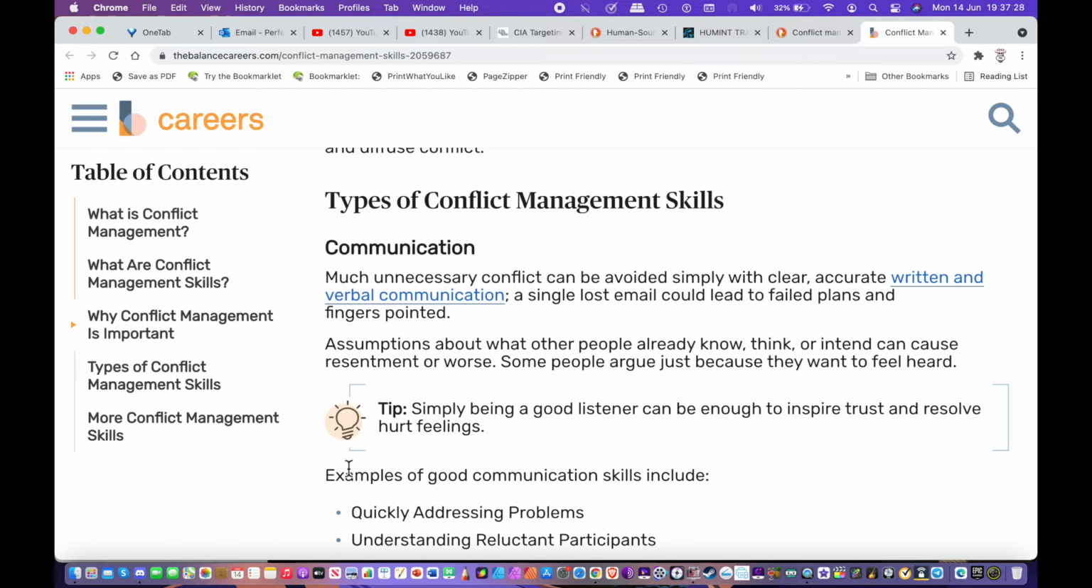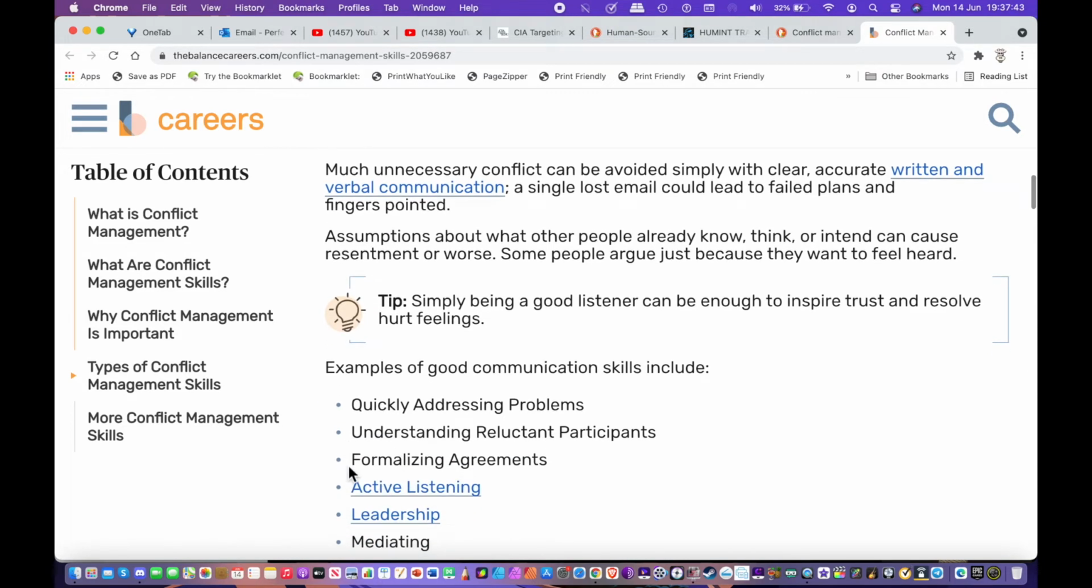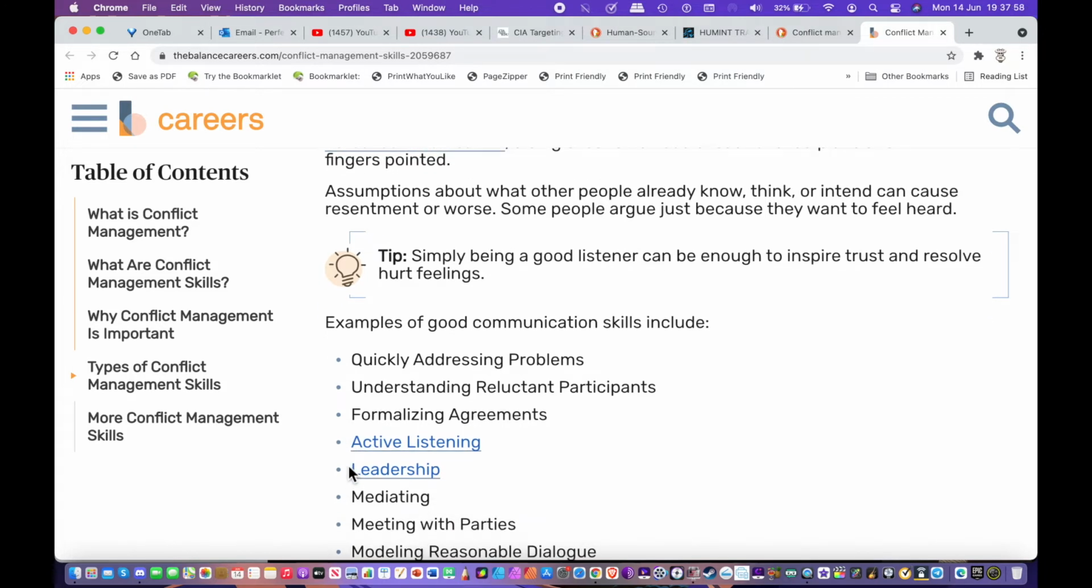Communication. Much unnecessary conflict can be avoided simply with clear, accurate written and verbal communication. A single lost email could lead to failed plans and with fingers pointed. Assumptions about what other people already know, think, or intend can cause resentment or worse. Some people argue just because they want to feel heard. Simply being a good listener can be enough to inspire trust and resolve hurt feelings.